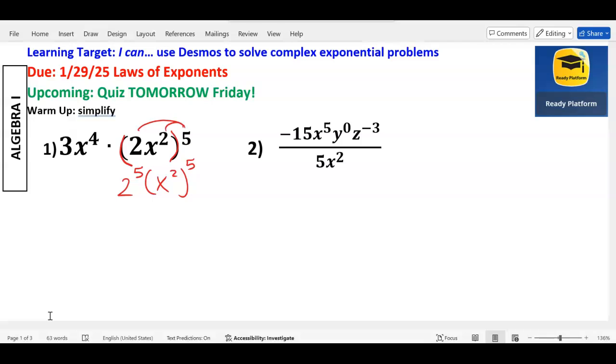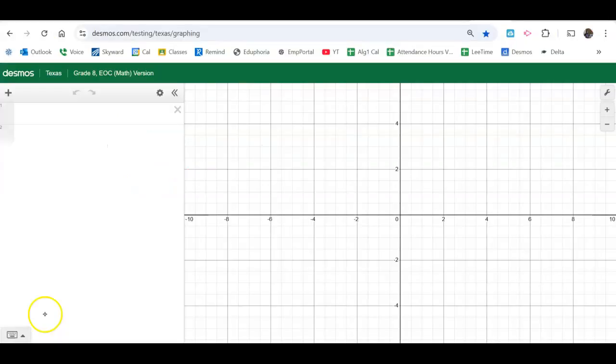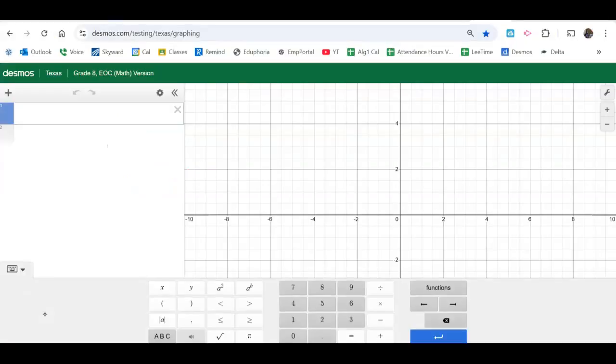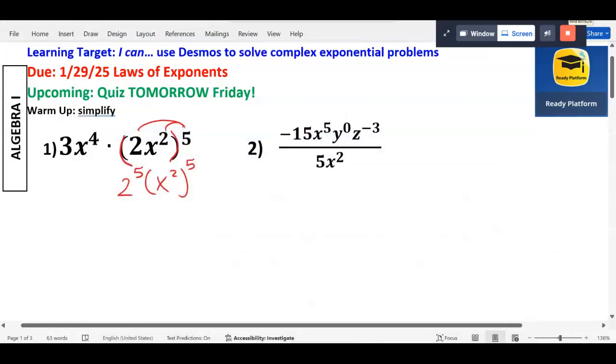Okay? Now, careful, what is 2 to the fifth power? So again, 2 to the fifth power is not 10. 2 to the power of 5 means 2 times 2 times 2 times 2 times 2. That is 32. Cool? So really this is 32.